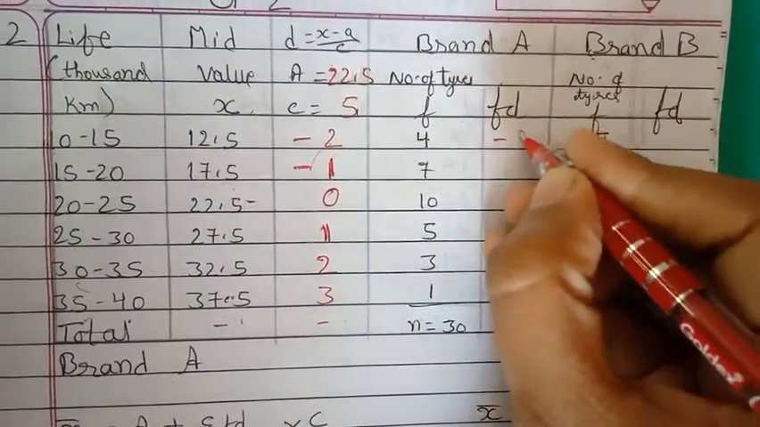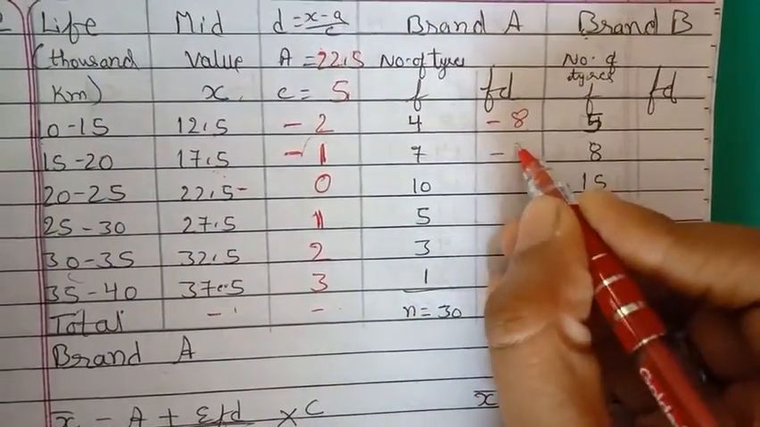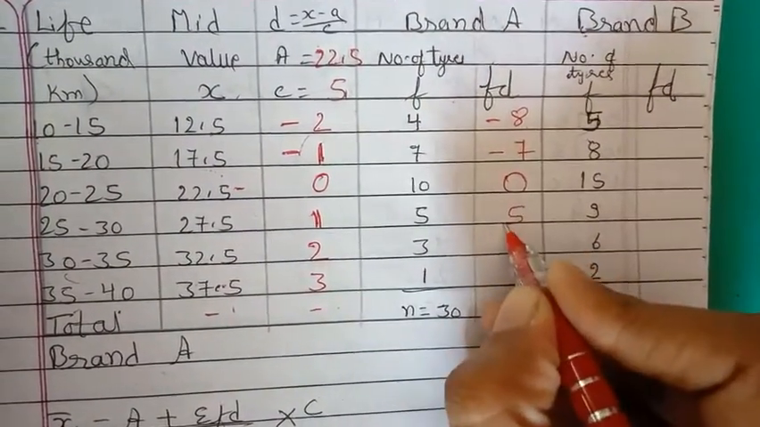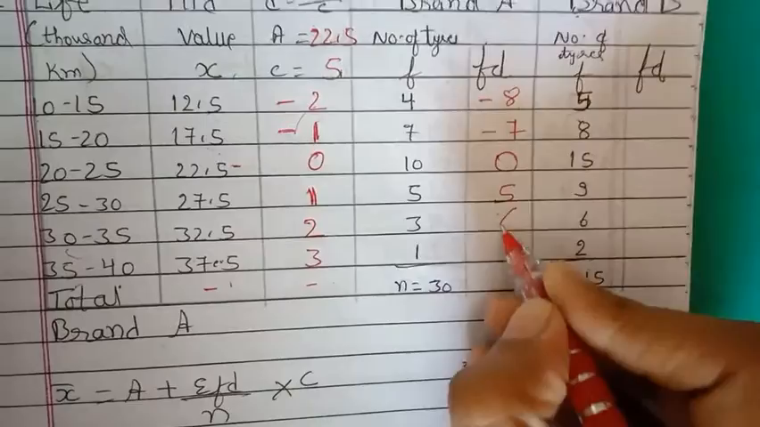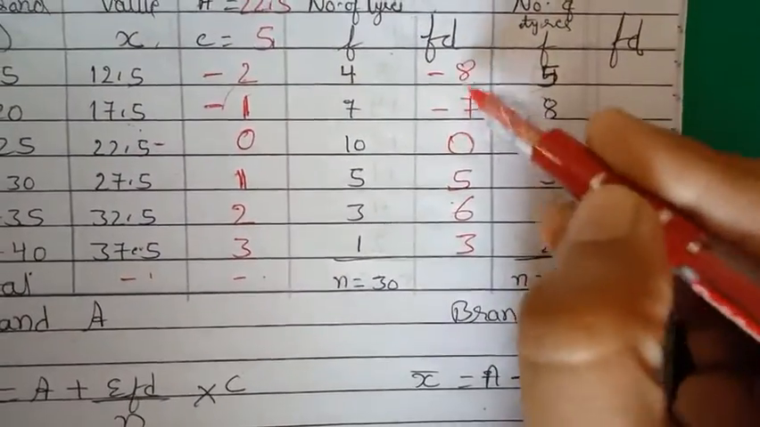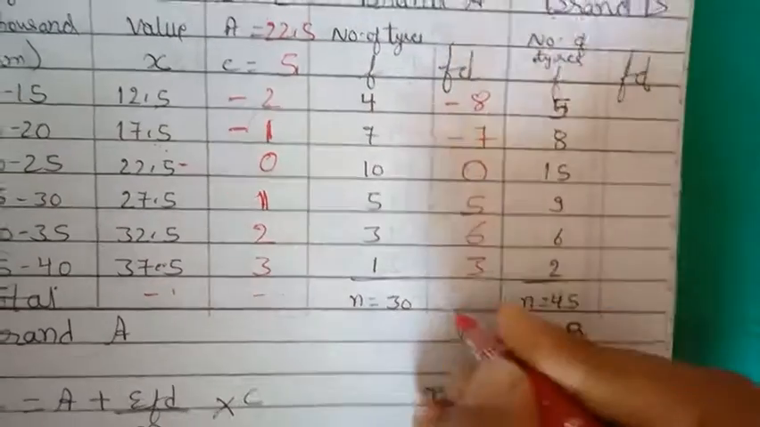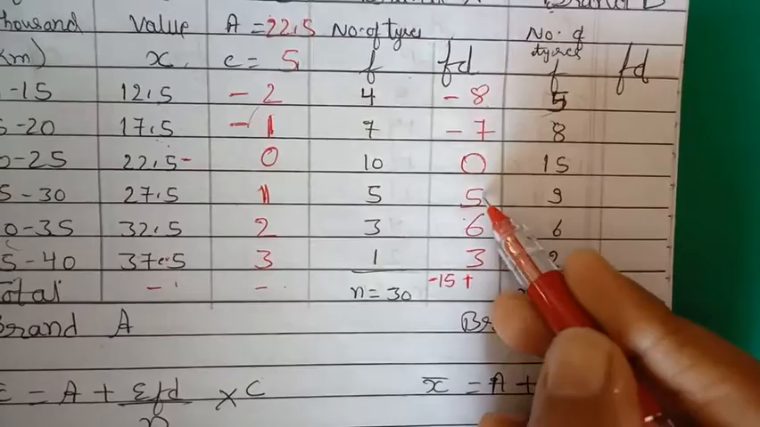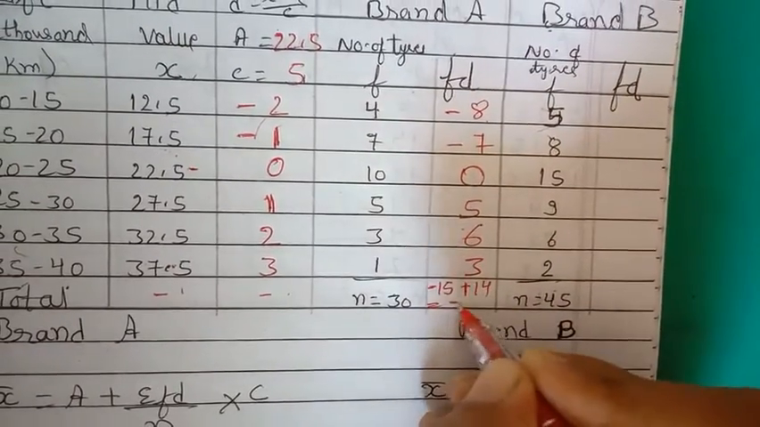Minus 2 into 4, minus 8. Minus 1 into 7, minus 7. 0 into 10, 0. 1 into 5, 5. 2 multiplied by 3, 6. 3 ones are 3. Now adding the negative and positive integers, minus 15 plus 14, so that will give you minus 1.